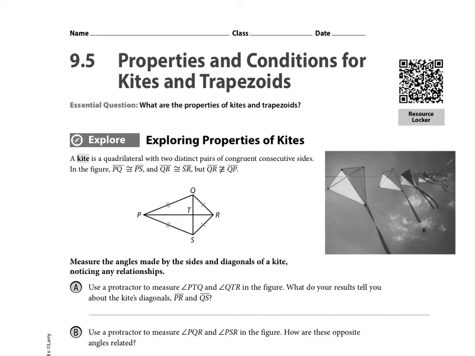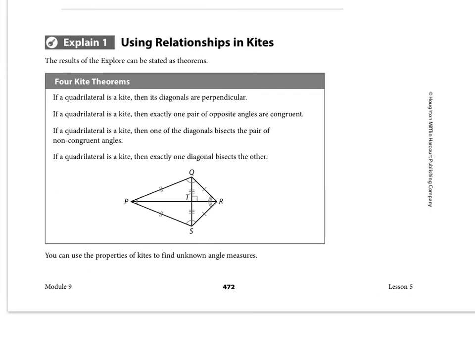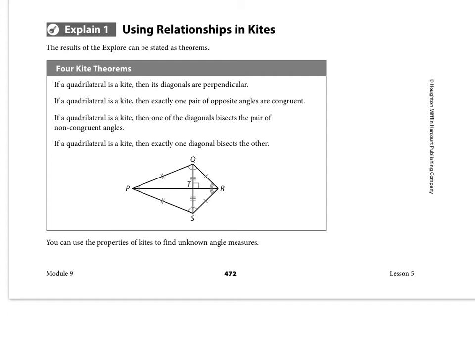So there's certain conditions and certain properties that apply for kites, and that's what we're going to explore here in this video. Let's go to the next page. If we go down to the bottom of that page where we're talking about the relationships that are true in a kite, we want to make sure that you're highlighting these four conditions, four theorems about a kite. If it's a kite, then first off, it's kind of like a rhombus in that its diagonals are perpendicular.